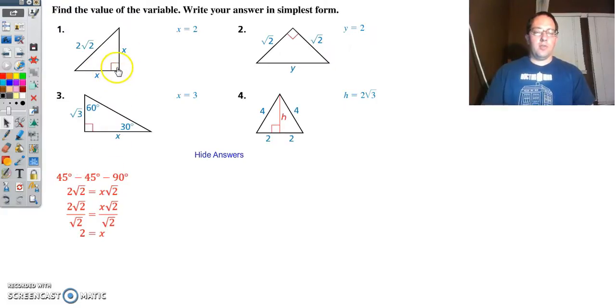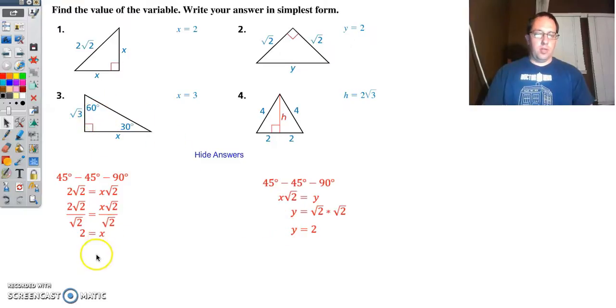Again, isosceles right triangle, so this is 45, 45, 90, and gives us the hypotenuse. So what we have to do is divide by that square root of 2, and so we end up with 2 equals x. Number 2, again, isosceles, so it's a 45, 45, 90, and this time they give us the leg, so what we're going to do is multiply the leg times the square root of 2. Square root of 2 times the square root of 2 is 2, so y equals 2.